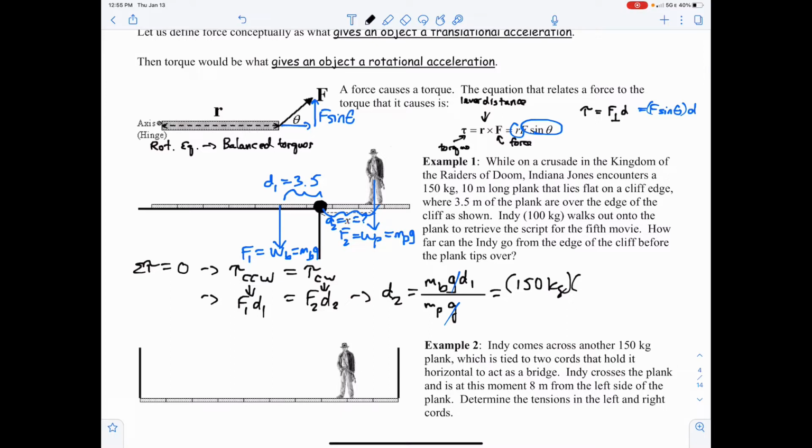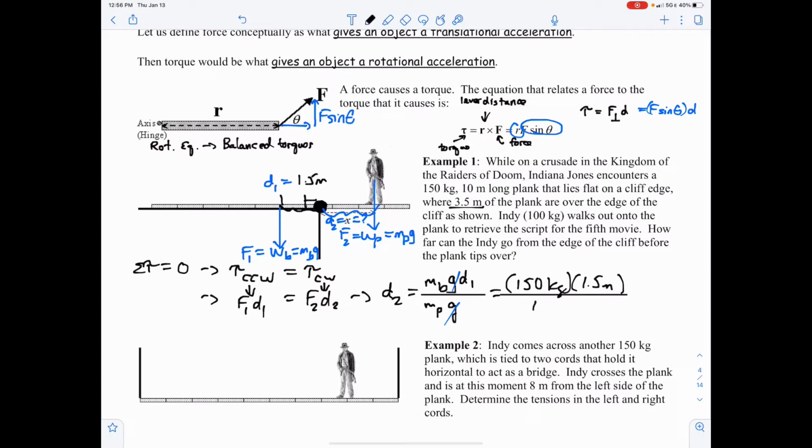Now I made one mistake, and I'm going to go ahead and clarify that mistake. The distance of the board is not 3.5. It's actually 1.5. And let me clarify that one. The entire plank is 10 meters long. 3.5 meters of it are over the edge. So that means that each little section here is 1 meter. So that would be 1 meter and then 1/2 meter. So distance 1 is actually 1.5 meters from where the weight of the board is being applied.